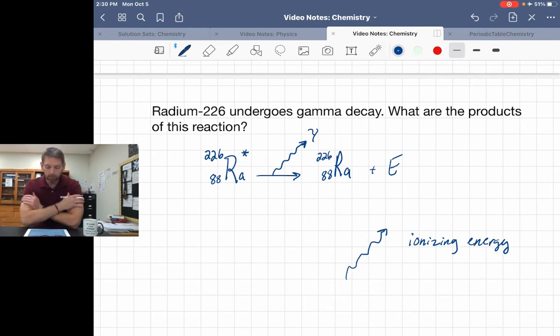Gamma decay is pretty straightforward. You just have to have that asterisk there at first to show that it's energized. You show the energy coming off of that, and you're done. That is it. 3 easy examples, but I think they're examples that you can wrap your mind around.